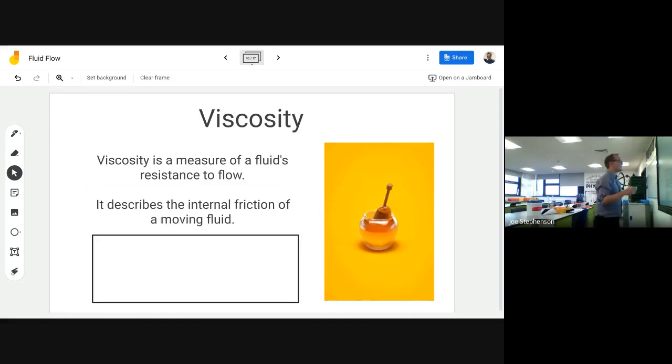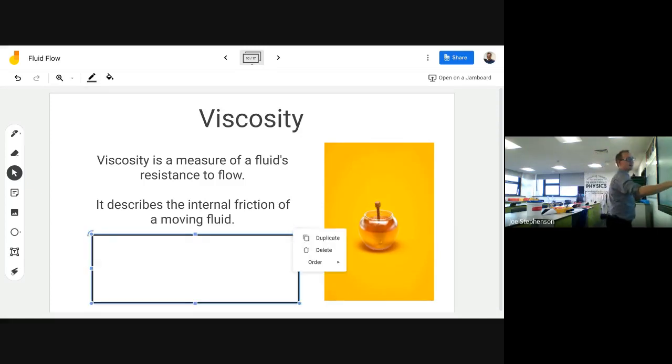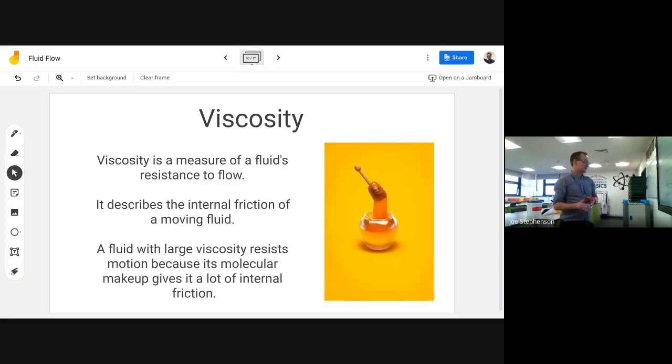It describes the internal friction of a moving fluid. So this is the friction between the molecules that make up that substance. And is that friction and that resistance within that moving fluid high or low? A fluid with a larger viscosity resists motion because its molecular makeup gives it a lot of internal friction. If you were to compare water with honey, which one has a higher internal friction? It's going to be honey. Water has a low internal friction, and this is what gives honey, golden syrup, and some oils a much thicker feel. It's all about their viscosity.